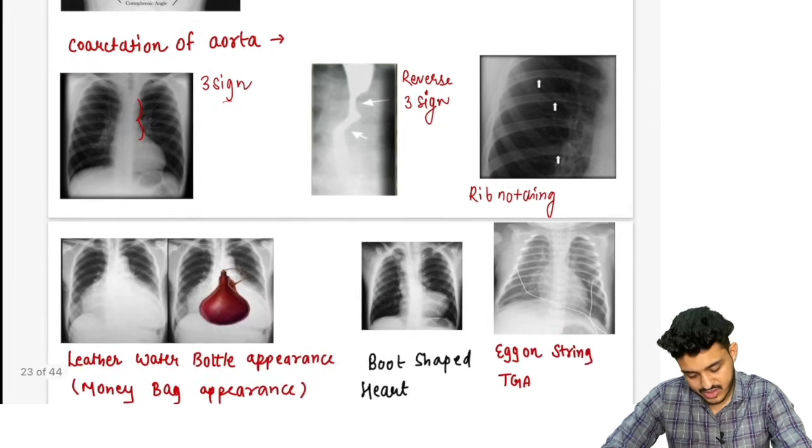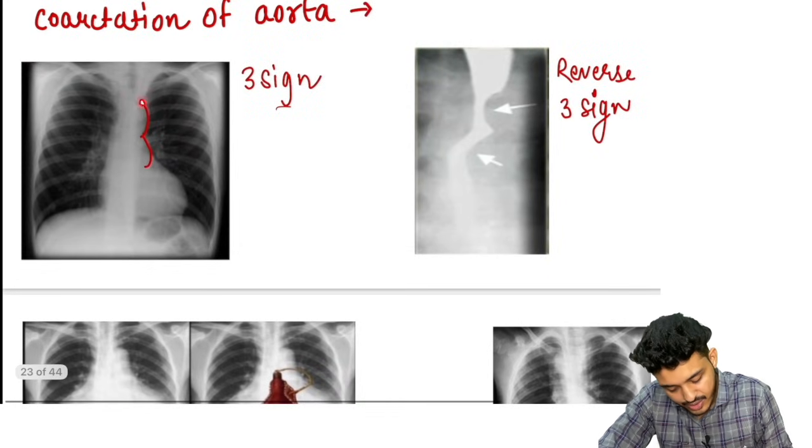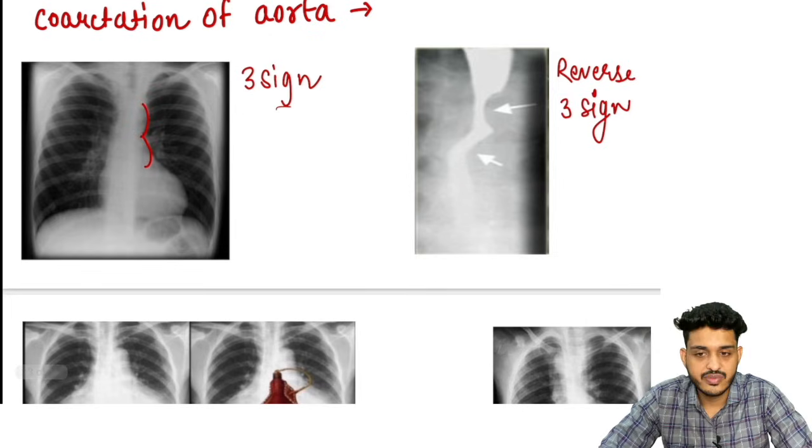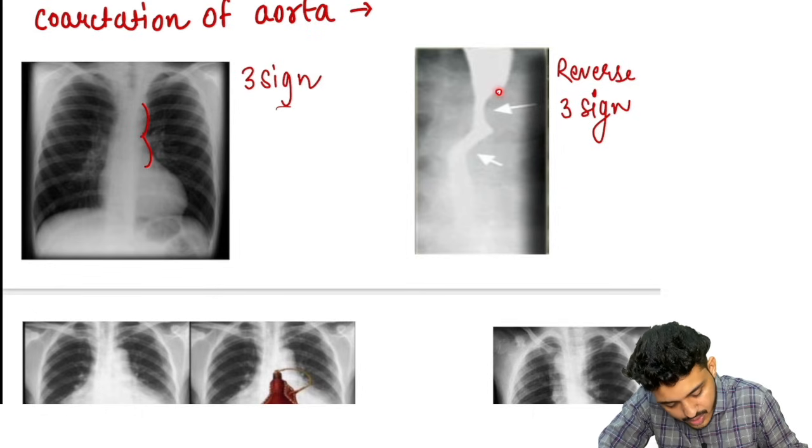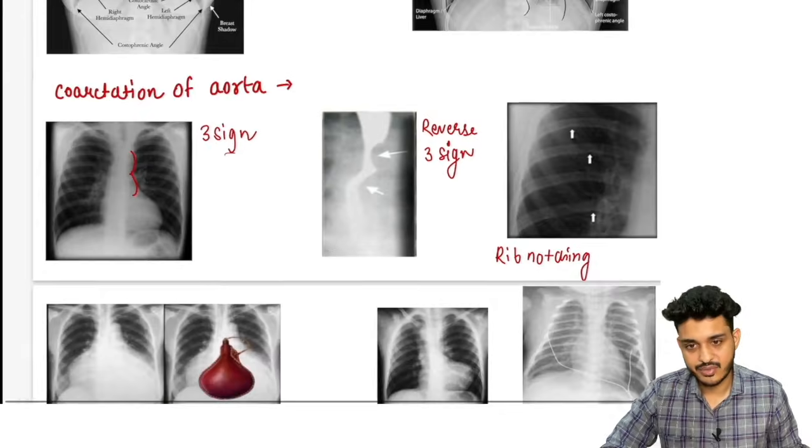What is coarctation of aorta? Whenever you have constriction of the aorta, you will find this particular sign. This is going to be the 3 sign. You can also call it the reverse 3 sign, beta, reverse 3 sign, right?